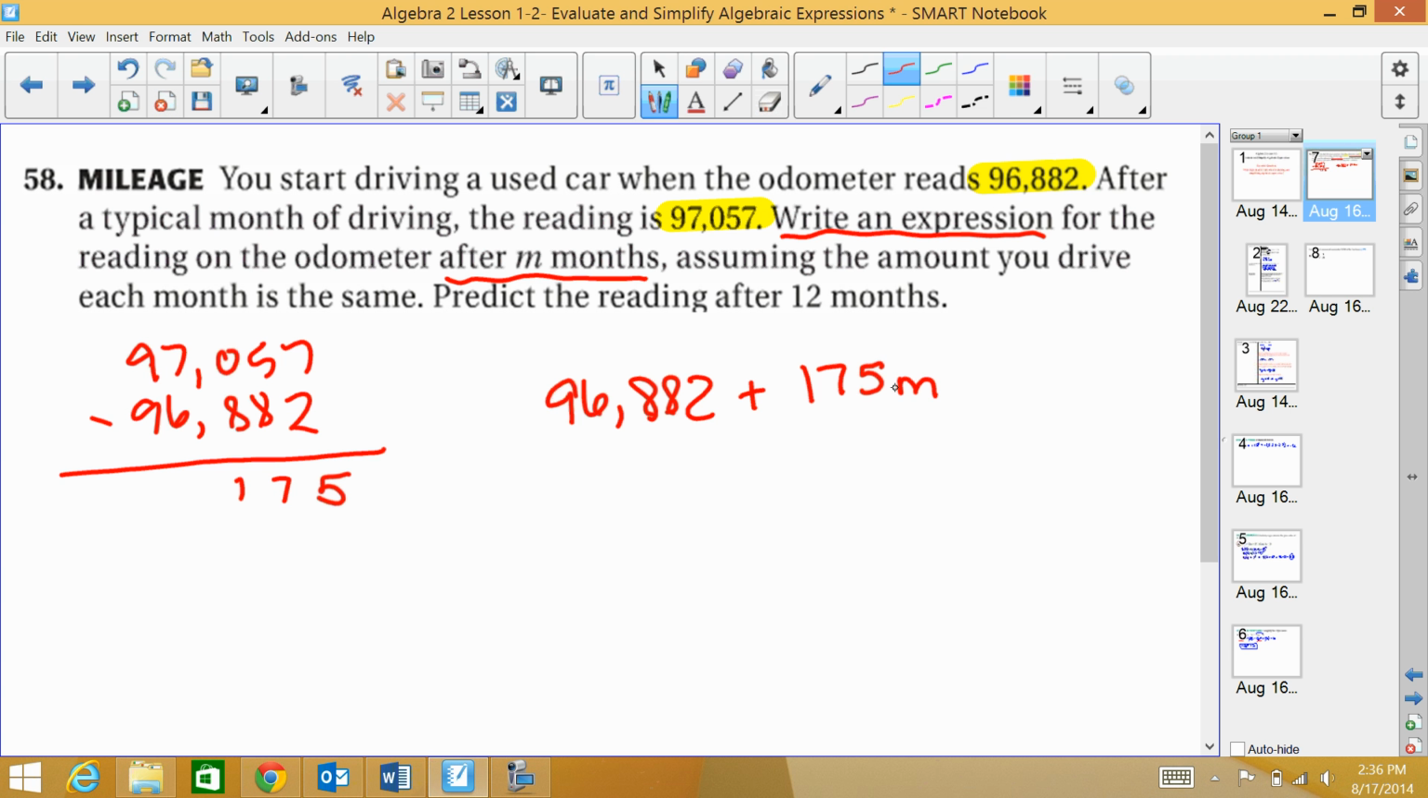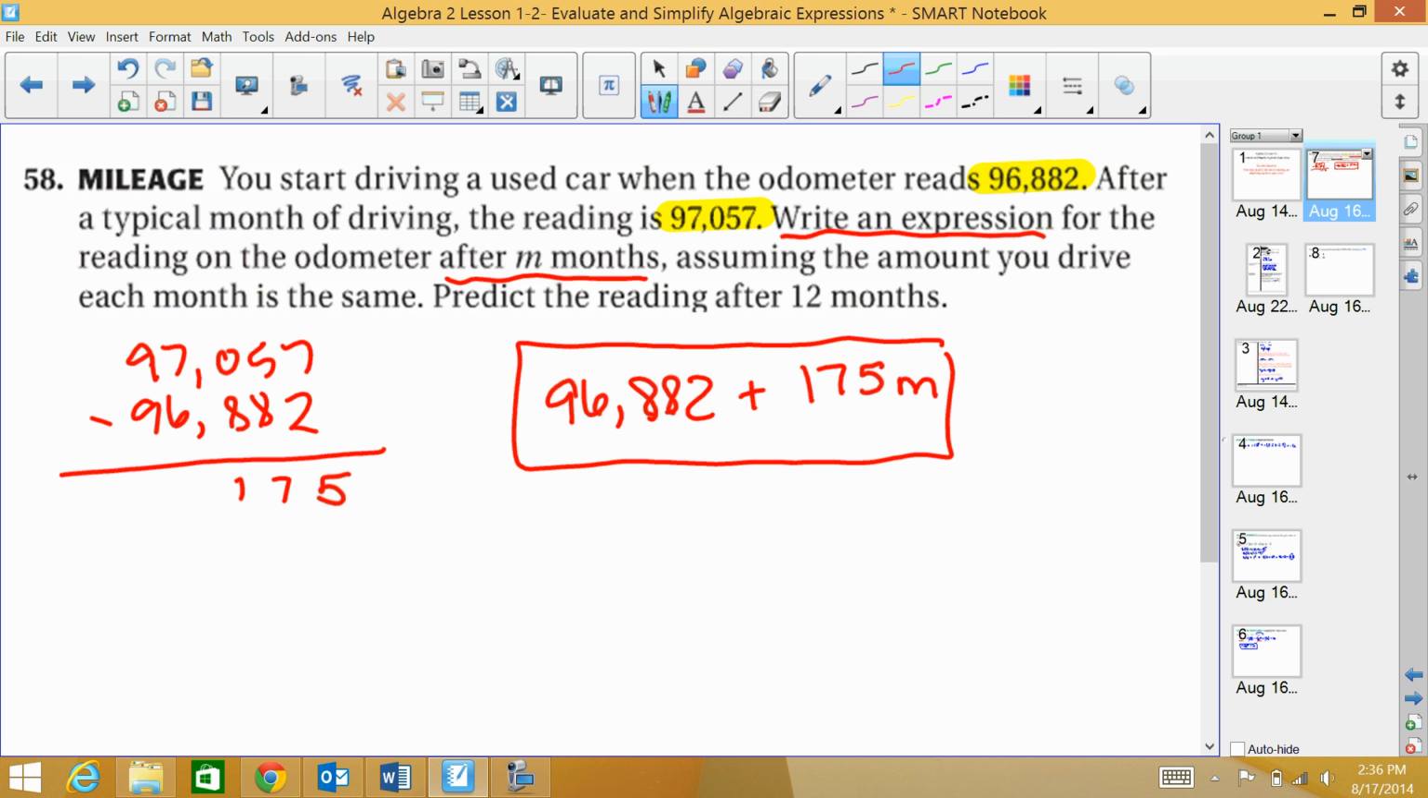And then if I want to drive 6 months and figure out what it's going to be, I can plug in 6 for M. If I want to drive 12 months, I can plug in 12 for M, and it will give me the exact amount that's going to be on my odometer. So this is my answer for the expression.